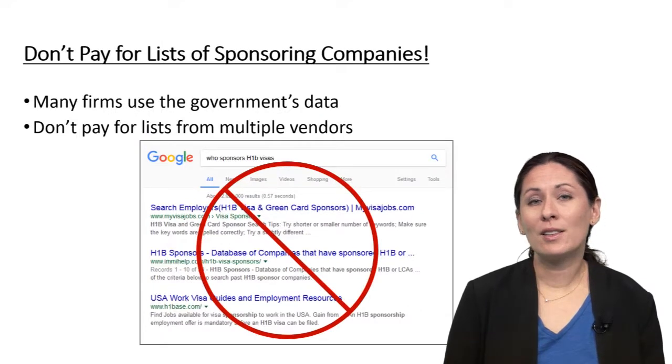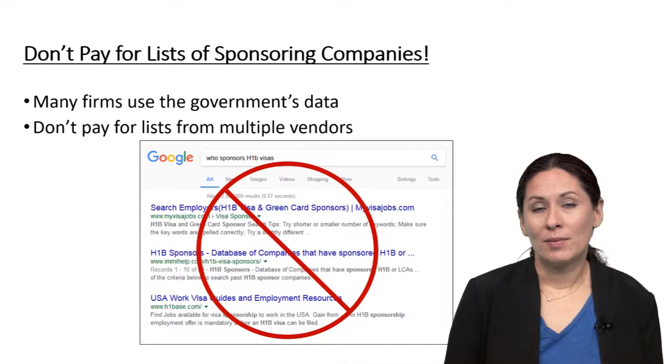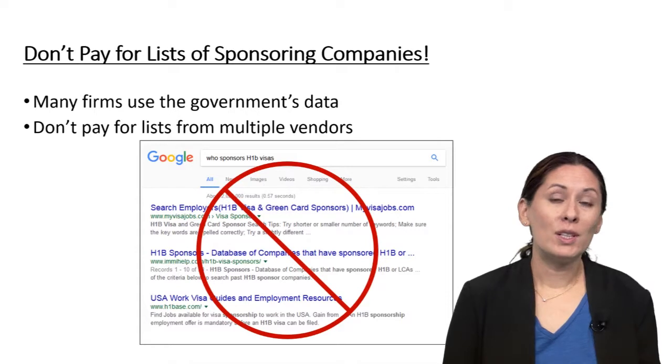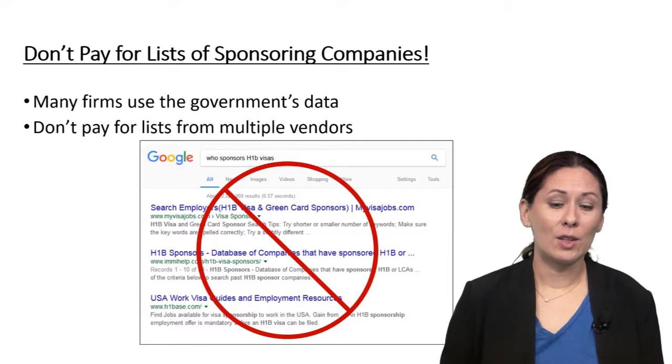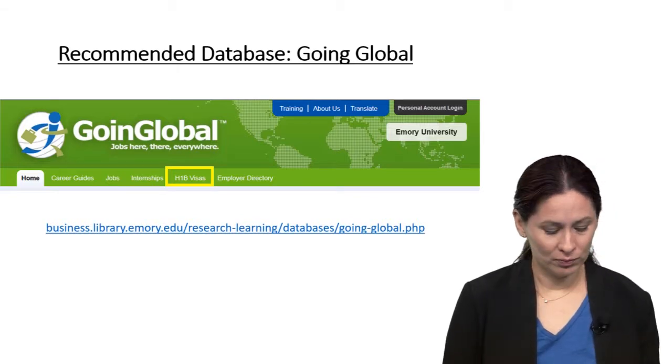I point this out because oftentimes when you're searching for this information online, you'll see a variety of firms offering to sell you a list of companies who sponsor H-1B visas. Any reputable firm you see online is pulling from that U.S. Department of Labor data website. They basically have taken the spreadsheet, applied a search-friendly interface to it, repackaged, and resell it. At Emory, we subscribe to one of these vendors who we feel has the most effective search interface, and that's Going Global. You can access Going Global via this website, or you can just start on the library's homepage.